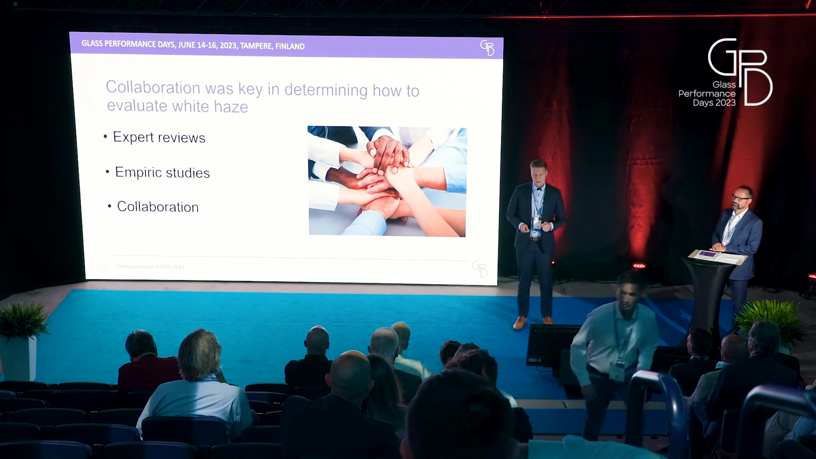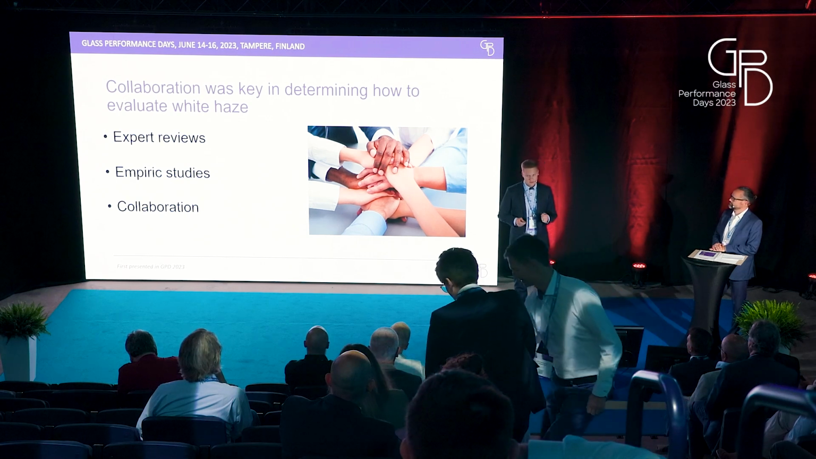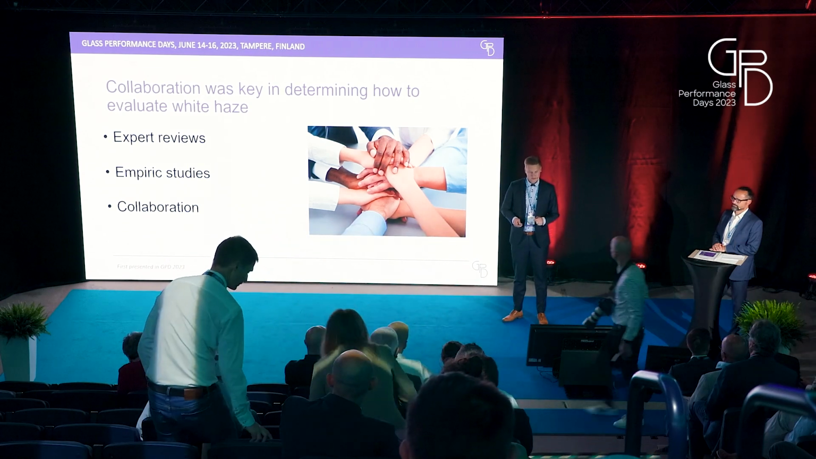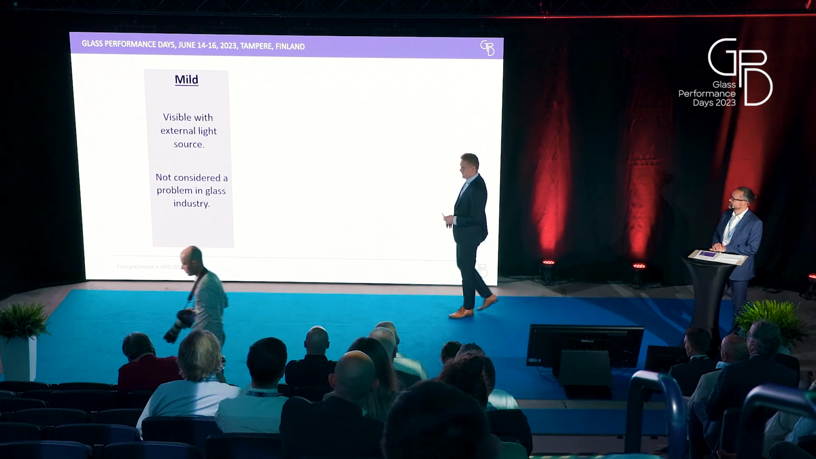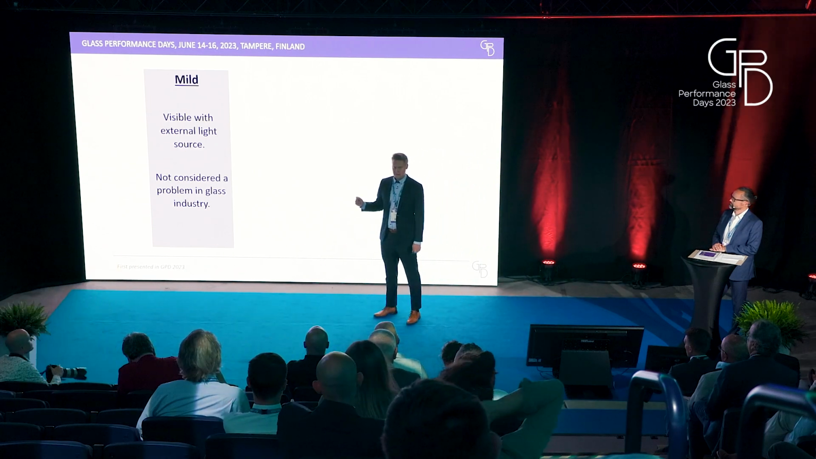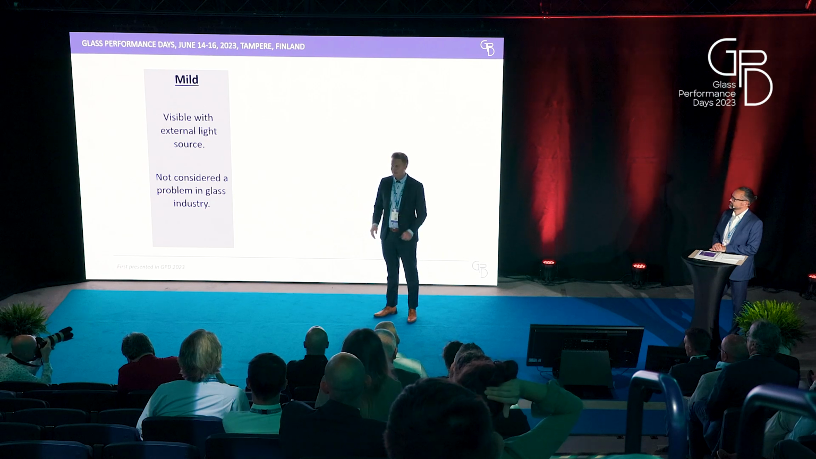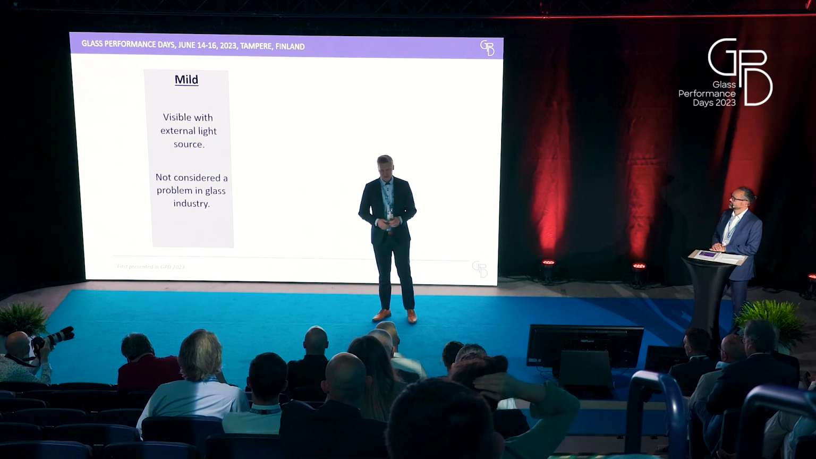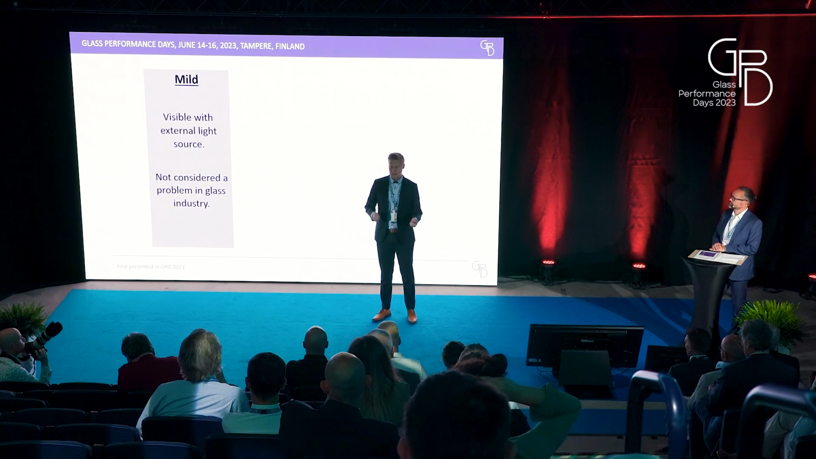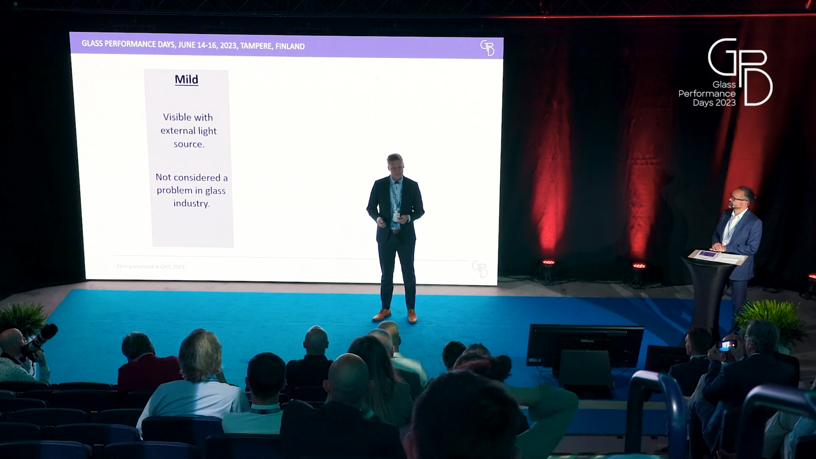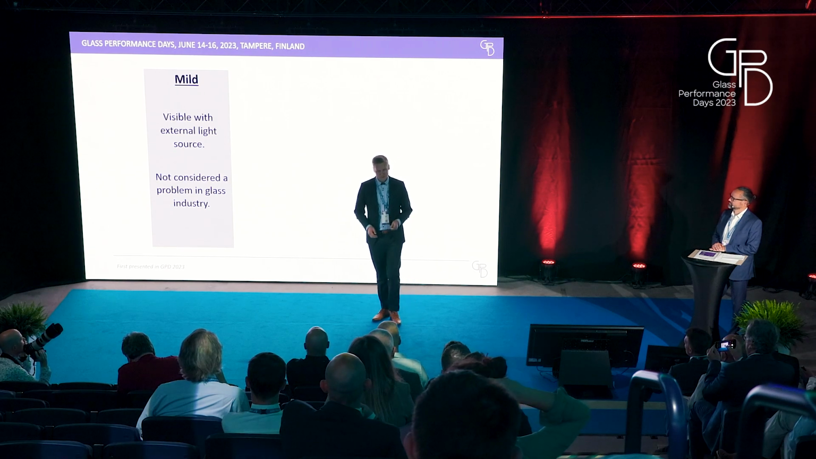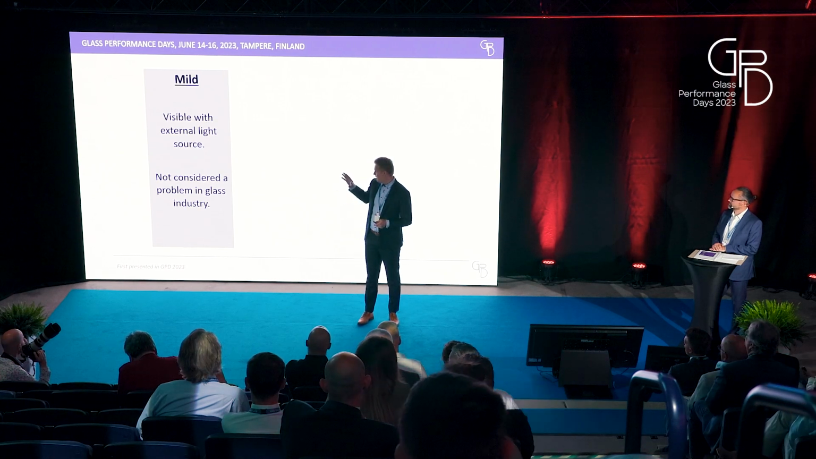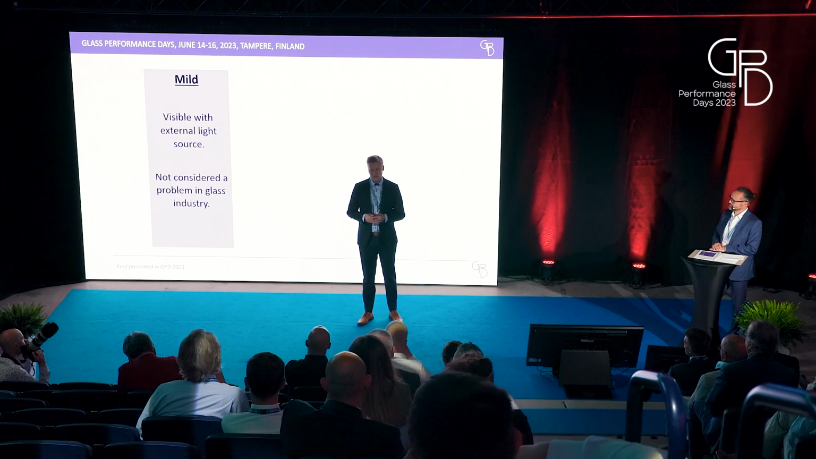And the model that we created to categorize white haze really tried to capture the essence of this. Is the glass usable in the end use case? The model has 3 different categories, so a simple way to put it. The first one is called mild. Mild haze is something that, if you're really looking for it, with an external light source and a trained eye, yes, probably you can find it, but most people will never notice this kind of haze in an actual installation. So normally, this is not considered to be any kind of an issue in tempered glass.